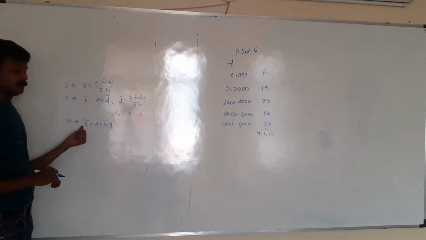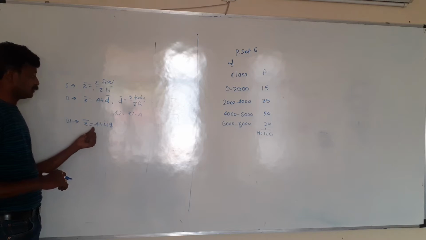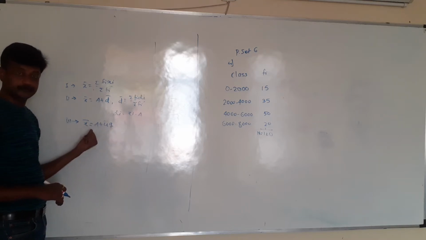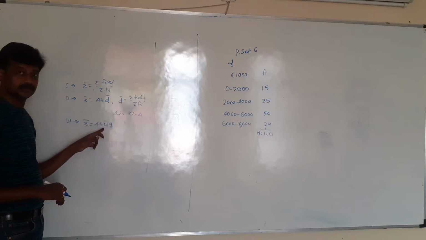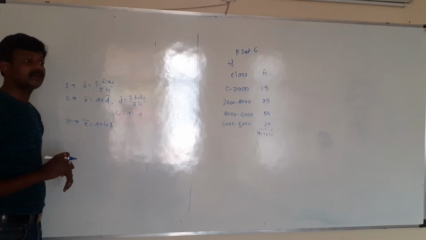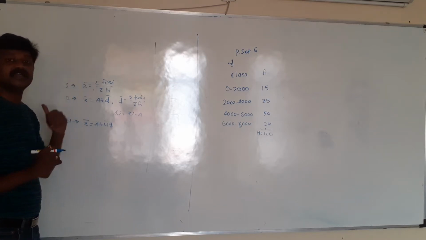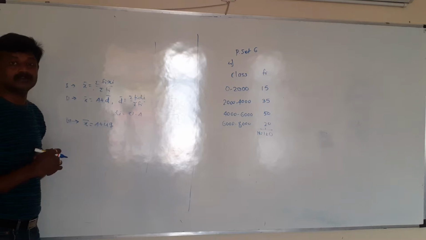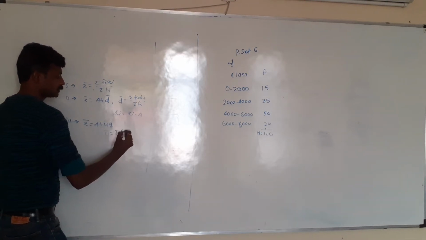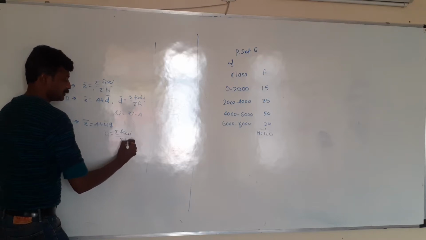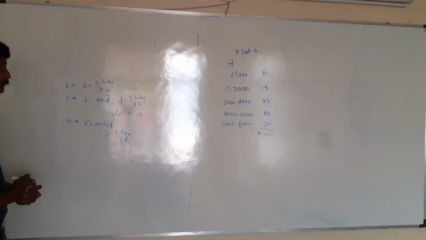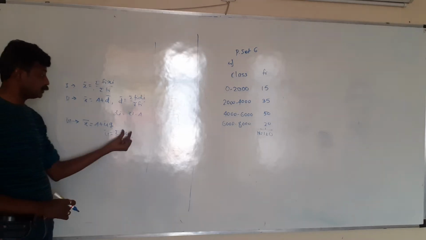Here, by step deviation method, x bar is equal to a plus u bar g. A is the assumed mean, u bar we have to find out. We will discuss it next. And g is nothing but the GCD, the greatest common divisor of all the x's. For u bar, u bar is equal to summation of fi ui upon summation of fi. So we will be needing the ui column.